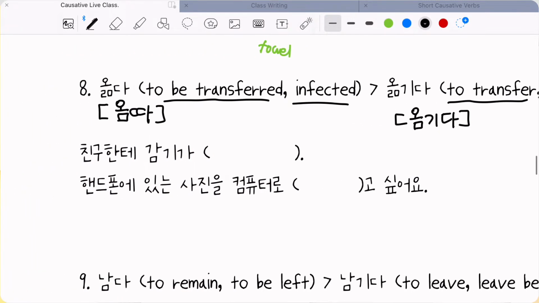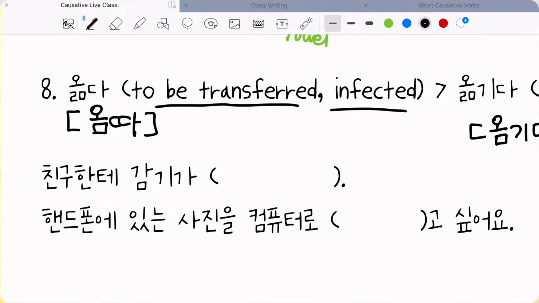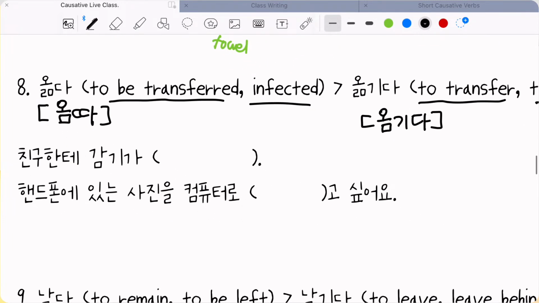그러면은 how would you say I caught a cold from my friend? I caught a cold means the disease, cold got infected by your friend, right? Cold got infected. So which verb would you be using, guys? 옮다 or 옮기다? 친구한테 감기가 옮았어요 or 옮겼어요? I caught a cold.